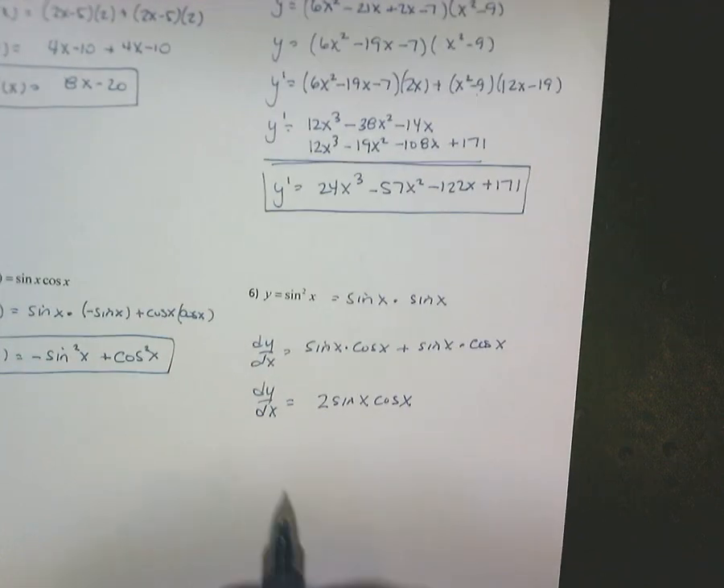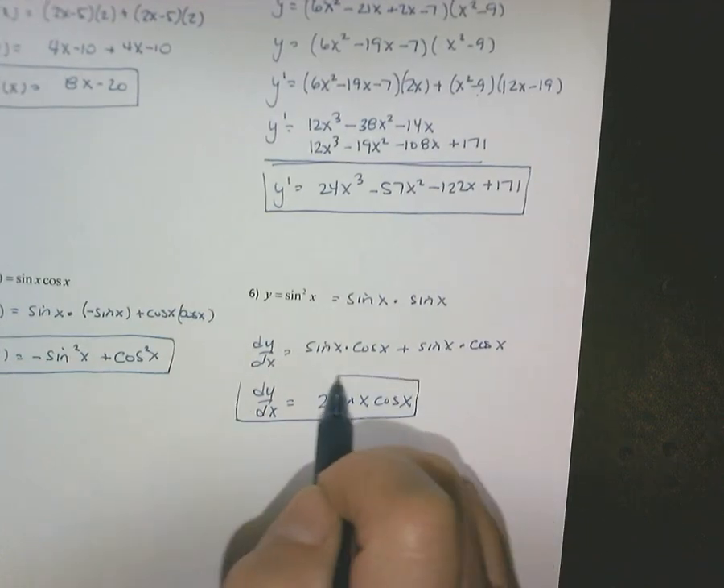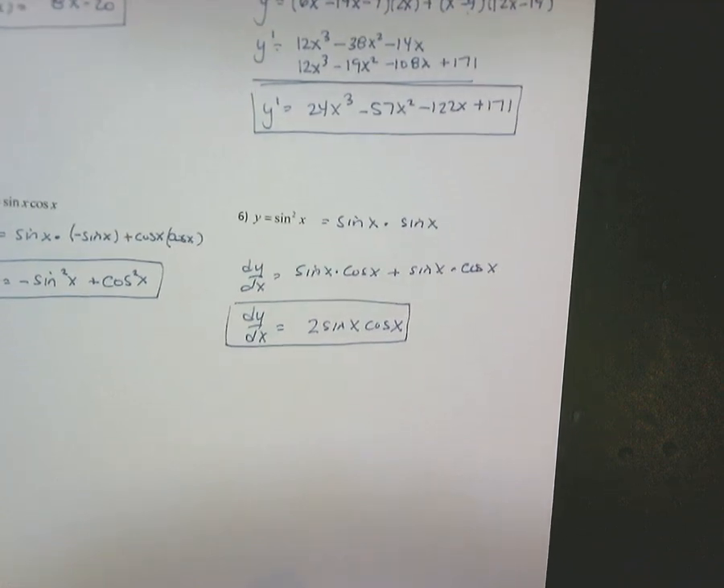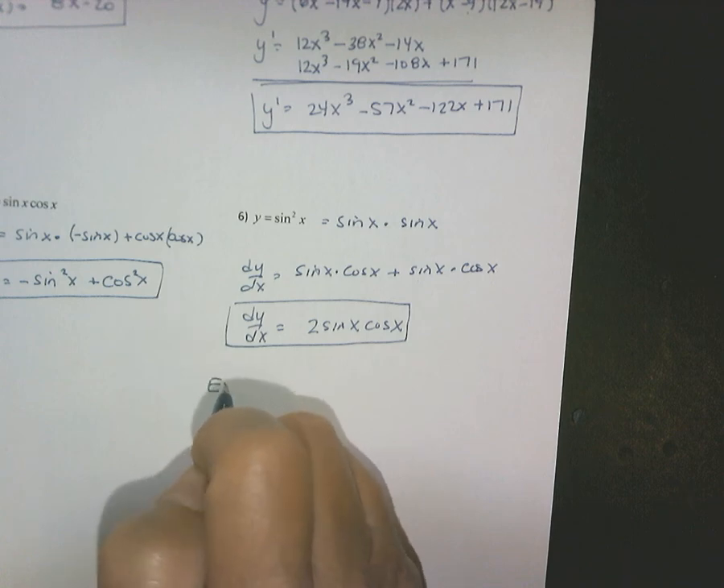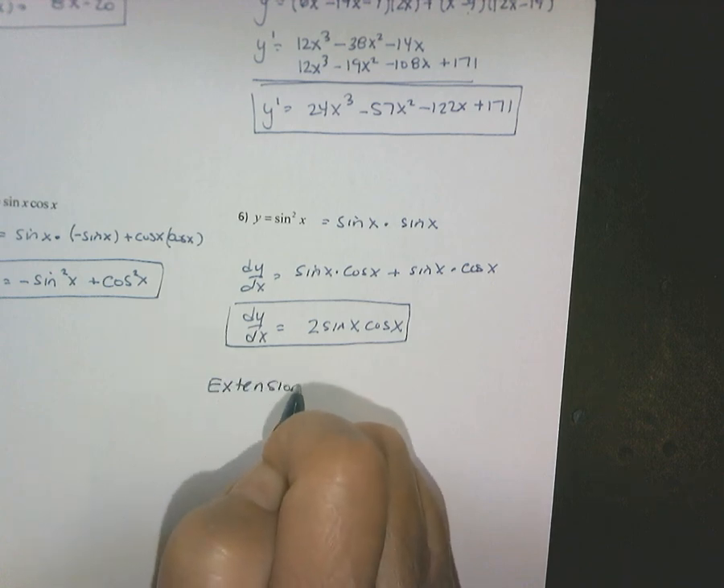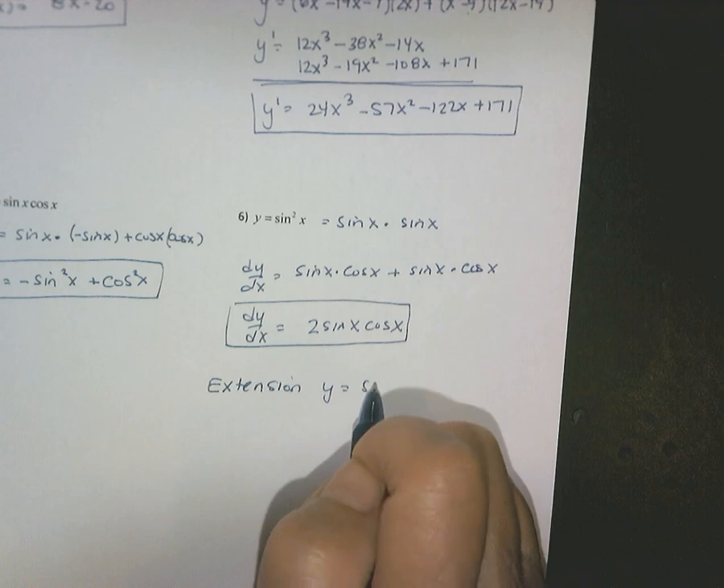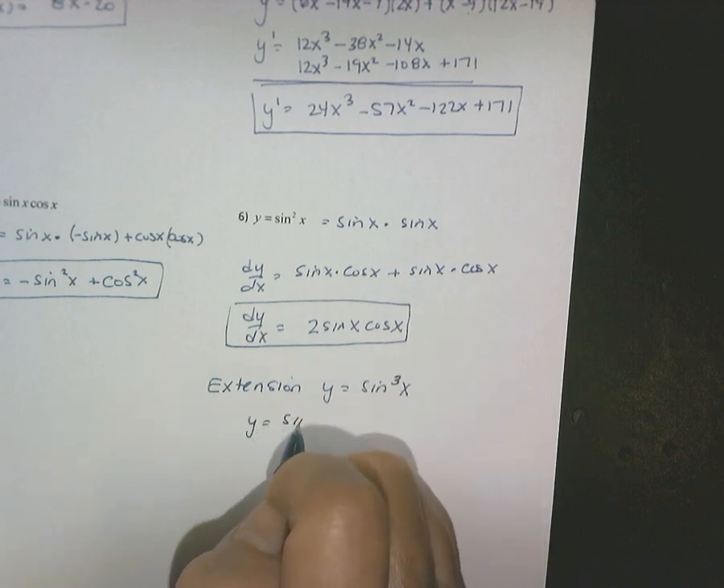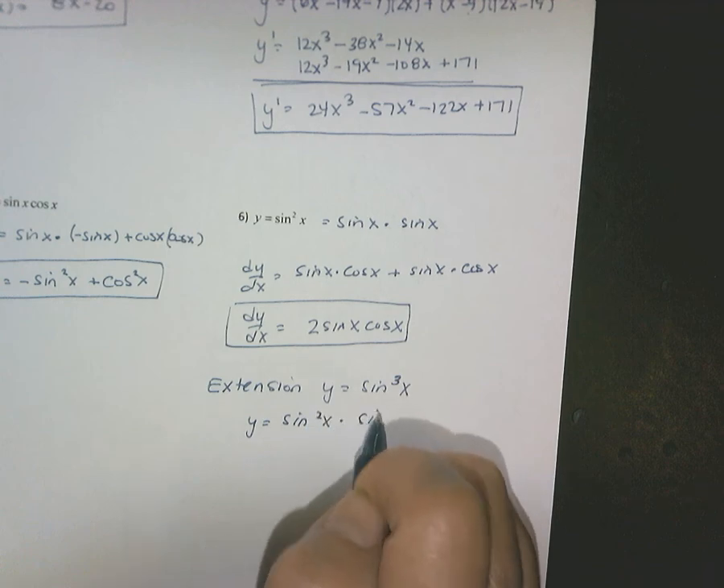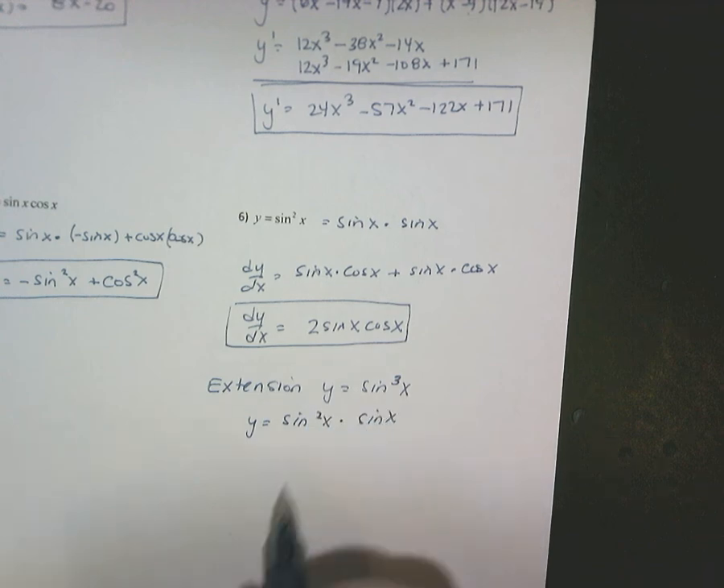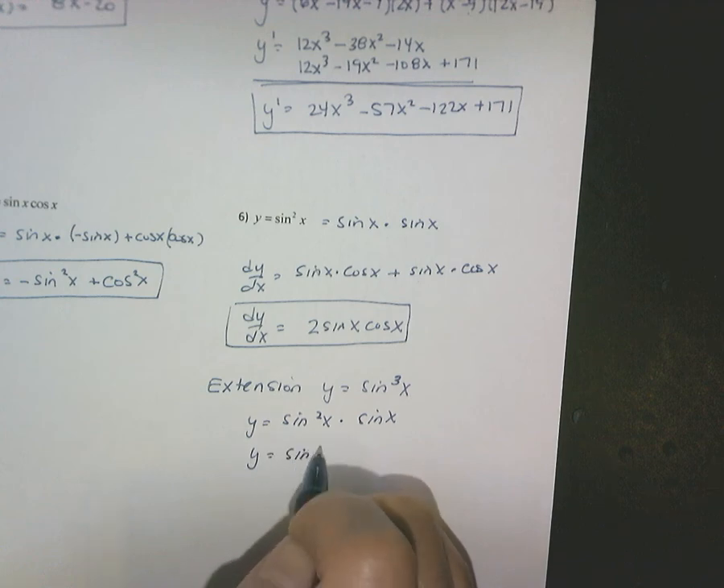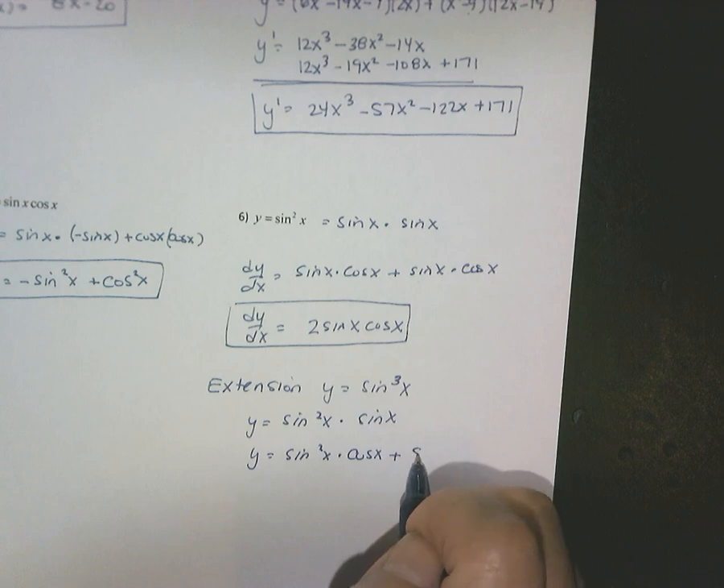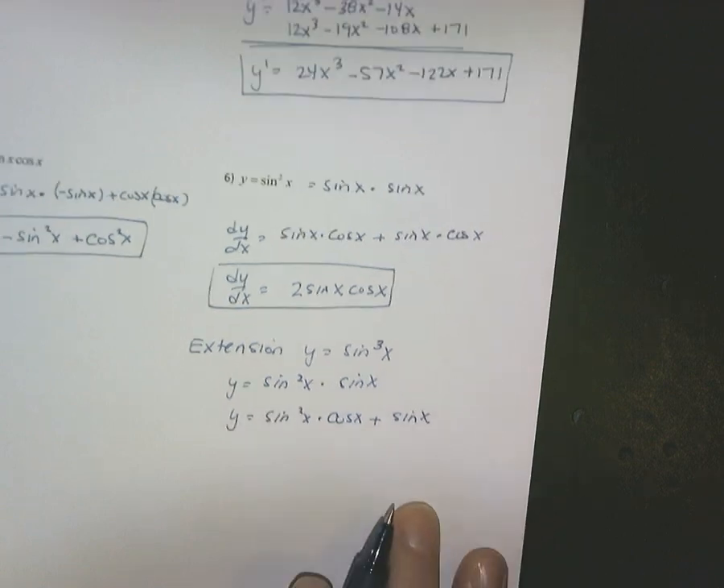So just to go along with this, this is where this stops. But there's a pattern that starts to go here, and I'm going to get you thinking about this pattern. So if I want to extend this a little bit, say I had y equals sine cubed x. Well, that's saying y is equal to sine squared x multiplied by sine x. So I'd have the first times the derivative of the second plus the second times the derivative of the first.